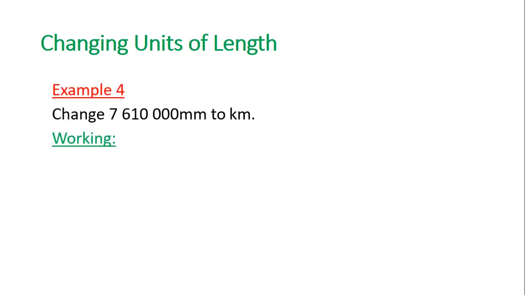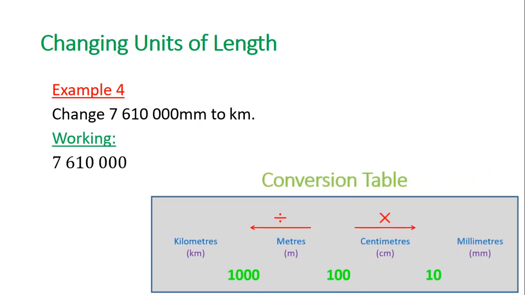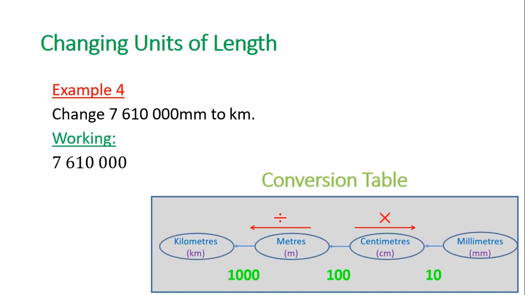Change 7,610,000 millimeters to kilometers. So, just like in all the previous examples, I write down the 7,610,000. Now, I bring in my table. I am going from millimeters all the way to kilometers. So, millimeters to centimeters, centimeters to meters, and then meters to kilometers. I'm going from right to left, and so I'm dividing. Put in my divide sign.